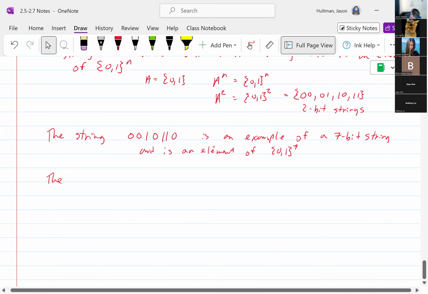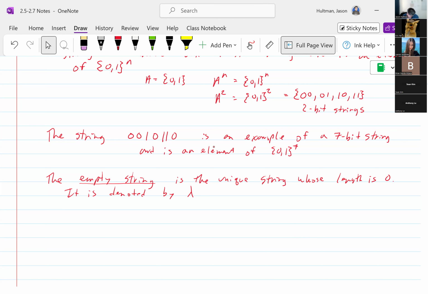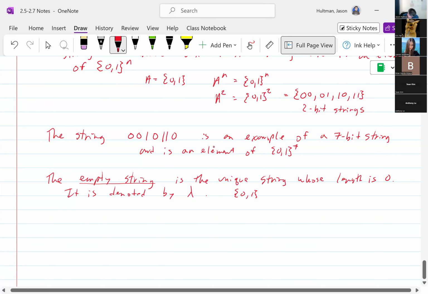The empty string is the unique string whose length is 0. It is denoted by the Greek letter lambda. So we could say that {0, 1} to the 0th power is replaced by the Greek letter lambda. It just means that it's basically the null string.